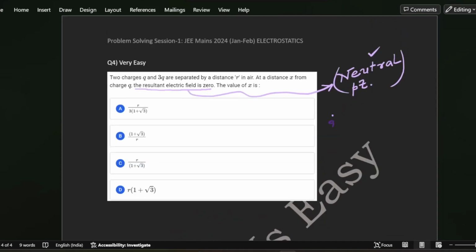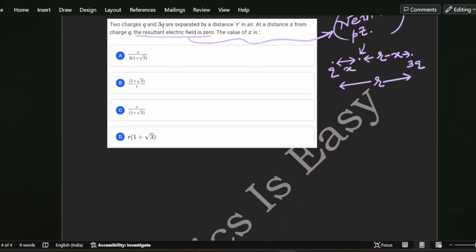You can just draw a rough diagram. So this is q, this is 3q. Let this point be the neutral point, which is at a distance x from the smaller charge. And since the total distance is r, the remaining distance is going to be r minus x.